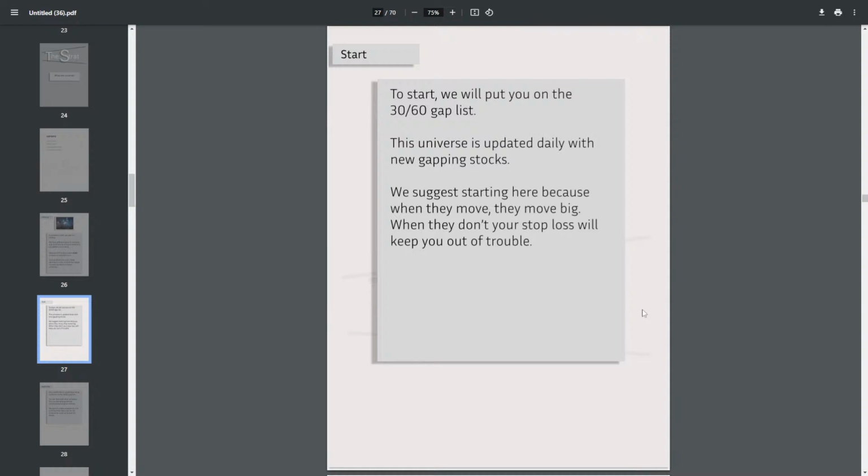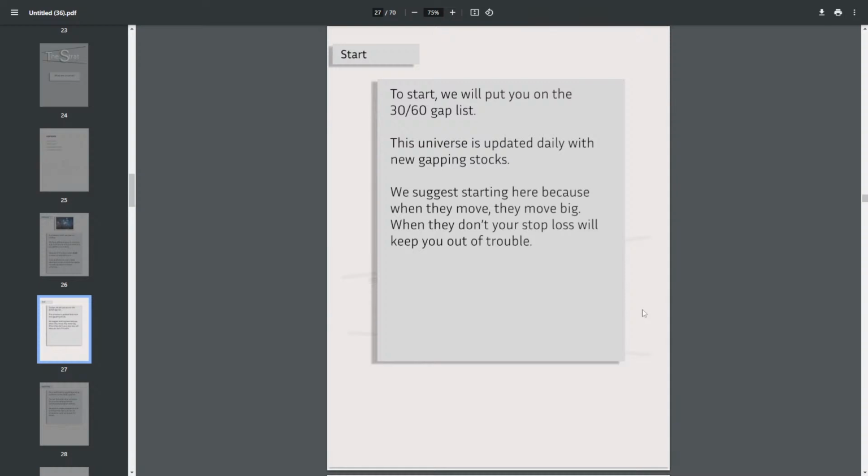And this universe gets updated daily with new gapping stocks. And this also does not mean you cannot look at them the day after or the weeks after if there is higher time frame signals in force or big continuity, but it will be updated daily with new stocks.